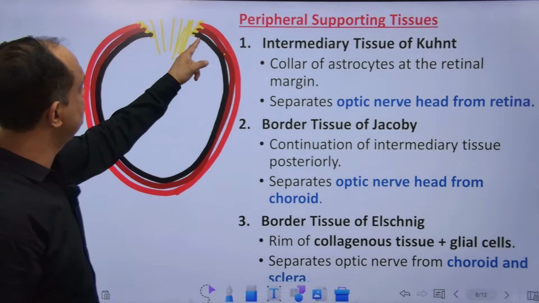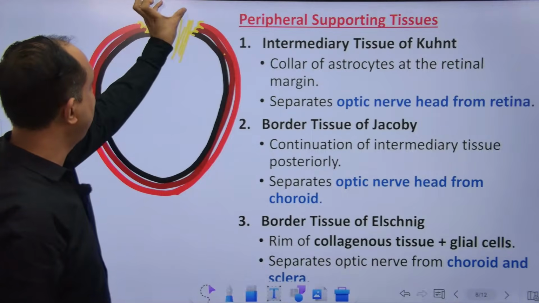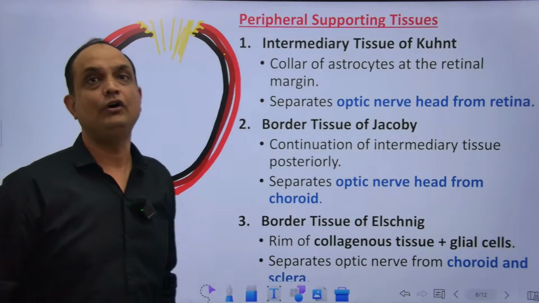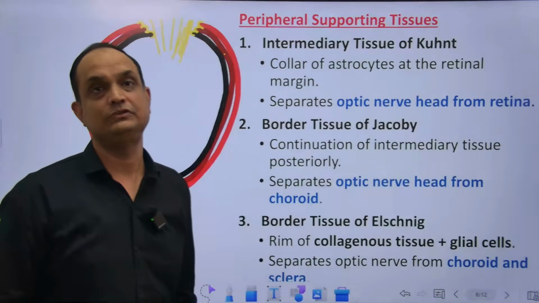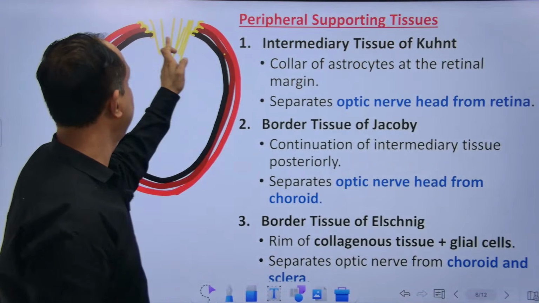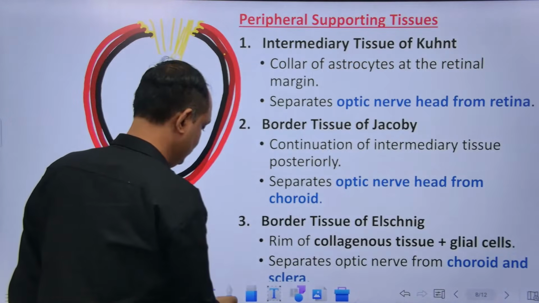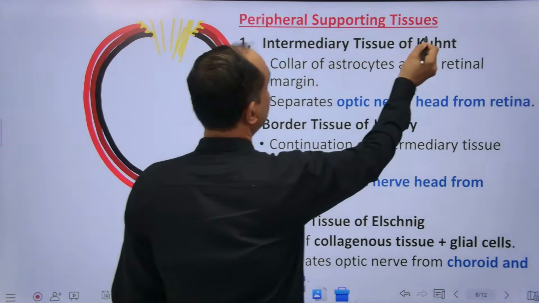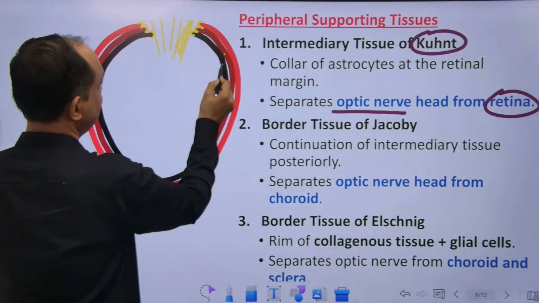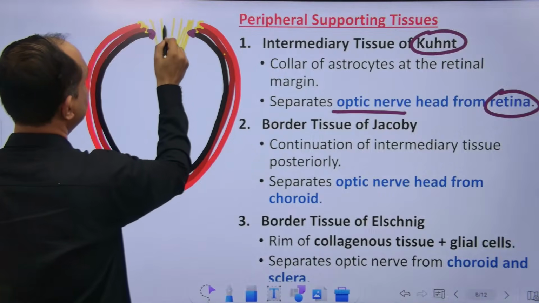So these free margins of retina, choroid and sclera are supported and separated from the optic head by modifications of the astroglial or astrocyte cells. These are known as supporting tissue, and they are in the form of rings. The first is named the intermediary tissue of Kuhnt. This intermediary tissue of Kuhnt separates the optic nerve from the retina. That means this black is the optic nerve, and this is the area which is separating it from the optic nerve.